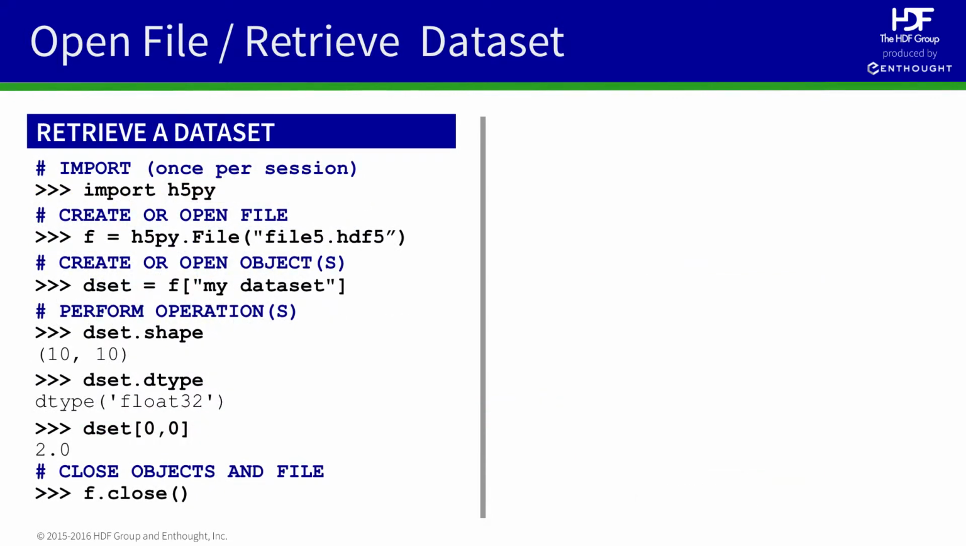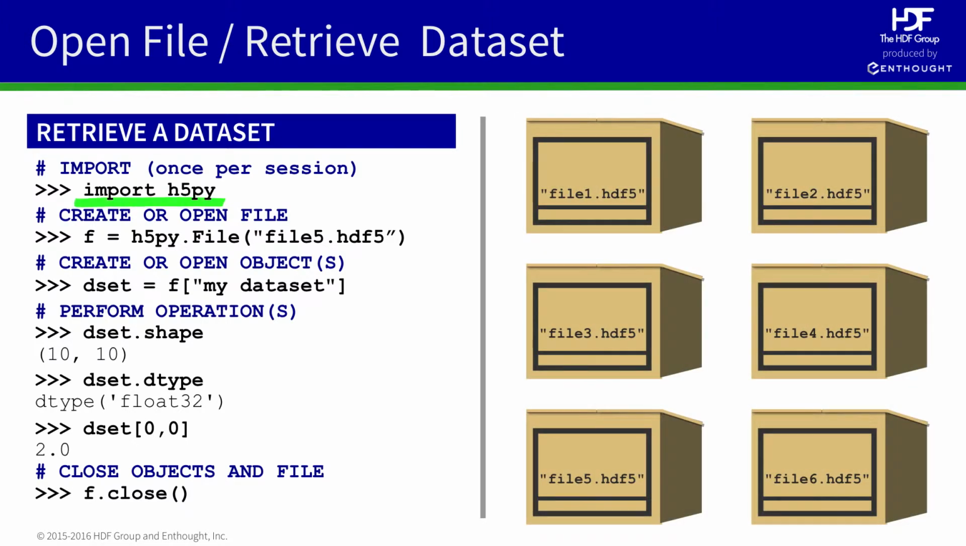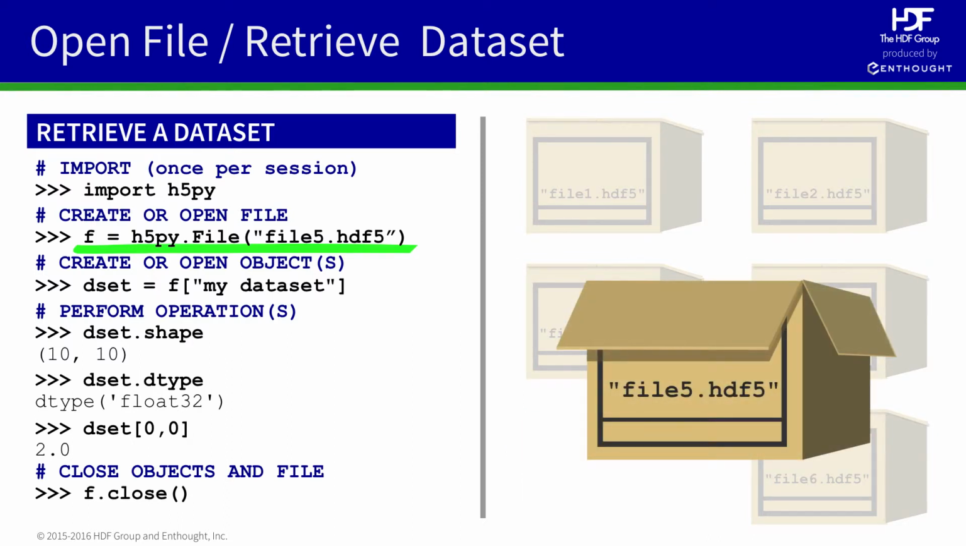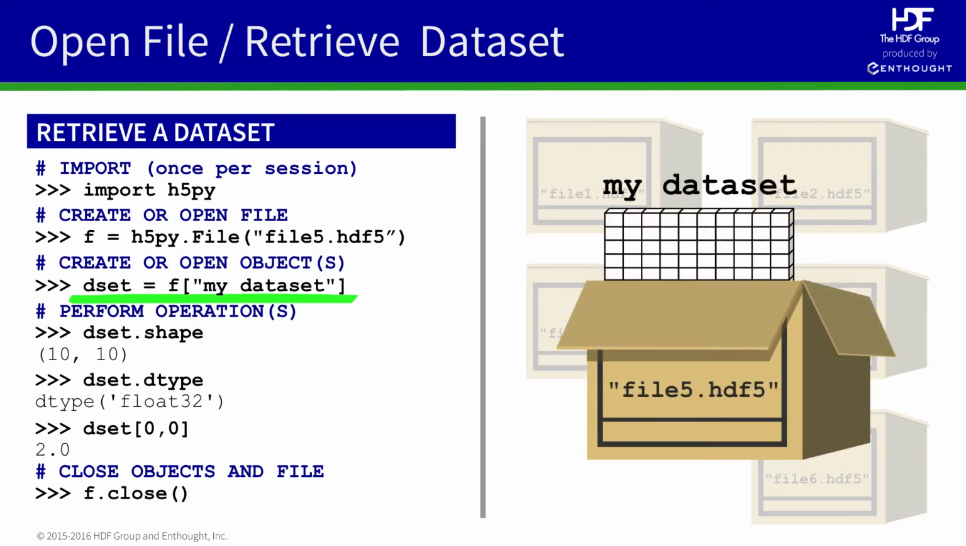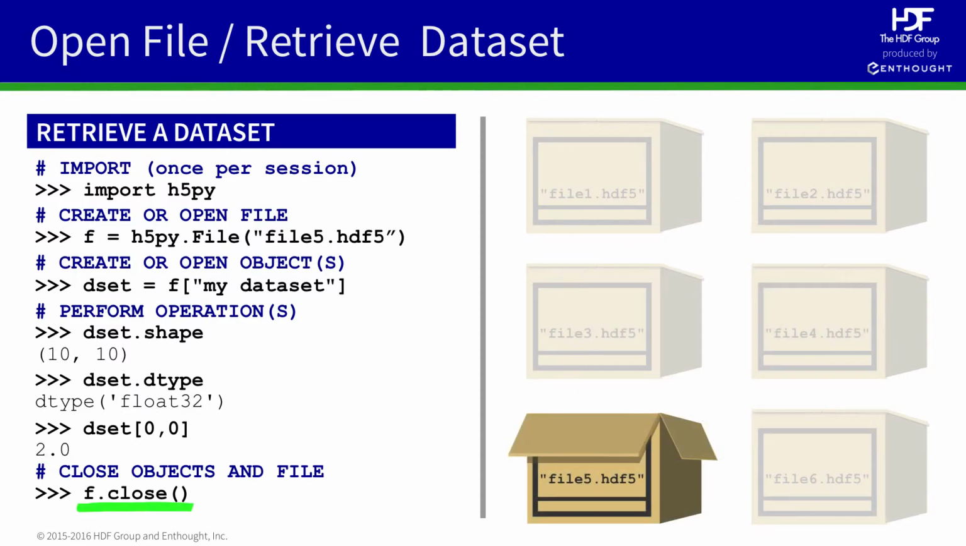Having created the file, let's take a look inside it and see if we can recover our data. Again, we import h5py. Then we open the file by providing the same name we provided last time. We can retrieve the dataset we created by providing its name. Once loaded, we can verify the dataset has the shape and type we expect. In this case, 10 by 10, with a type of float32. And we can read data from the dataset, in this case, to retrieve that first element and verify that it has the value we expect. When finished, we close the file.